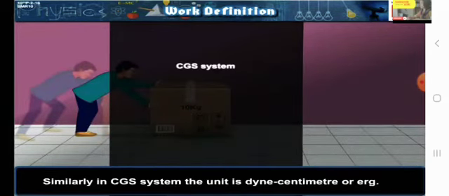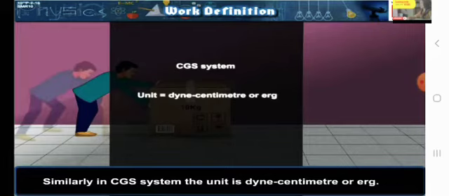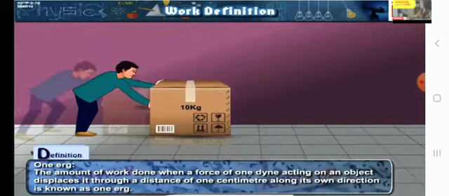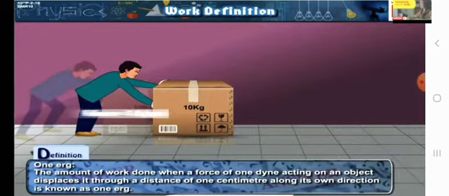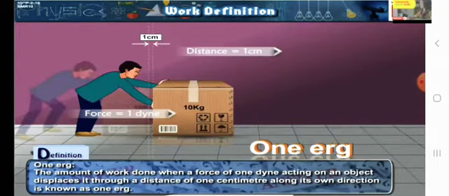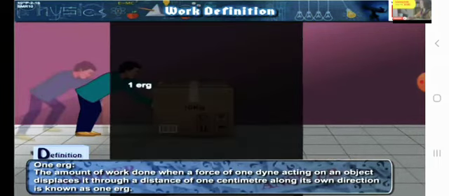Similarly, in CGS system, the unit is dyne centimeter or erg. 1 joule is equal to 1 Newton into 1 meter. The amount of work done when a force of 1 dyne acting on an object displaces it through a distance of 1 centimeter along its own direction is known as 1 erg. 1 erg is equal to 1 dyne into 1 centimeter.